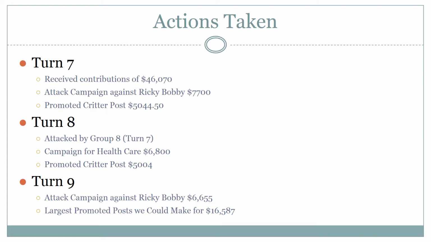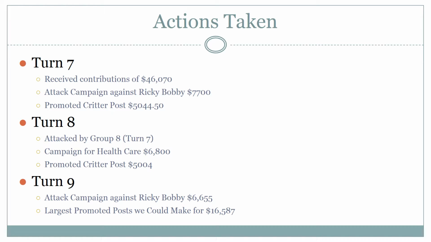During Turn 7, we received the contributions from our campaign, resulting in $46,070 from 324 donors. Through analysis of competitor campaigns, it was clear that religion gave us an opportunity to gain ground in the most areas while picking up ground on Ricky Bobby and Group 6. Our campaign reached 1,504 residents at a cost of $7,700. An attack position on Ricky Bobby gave us a positive 45% effect and gave him a negative 92% effect.